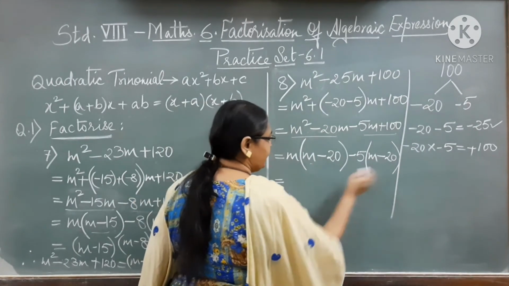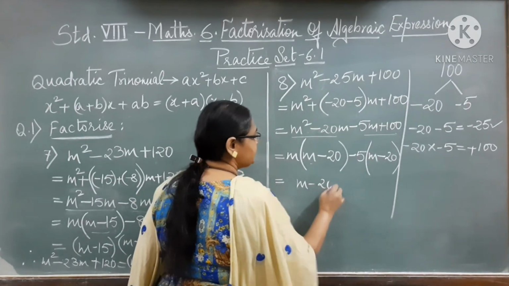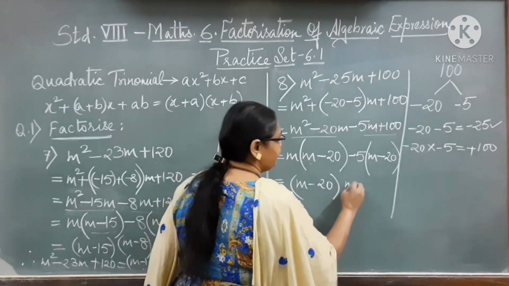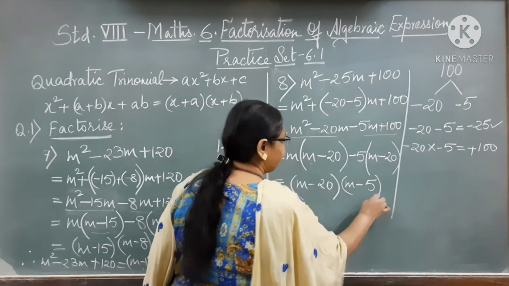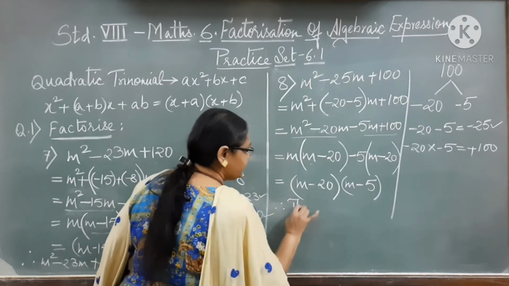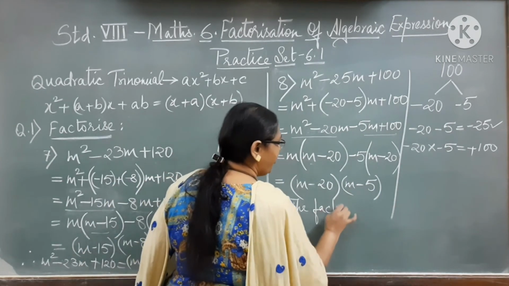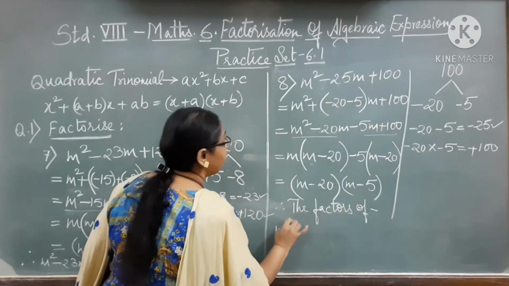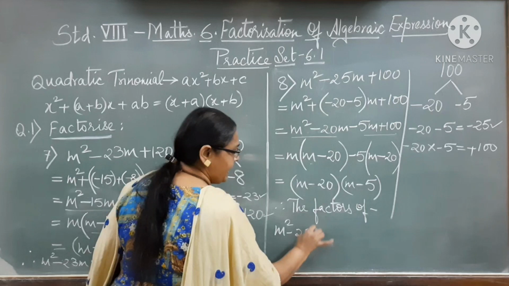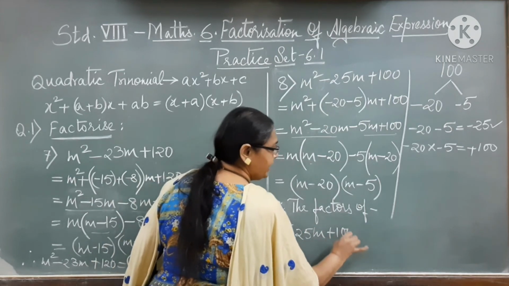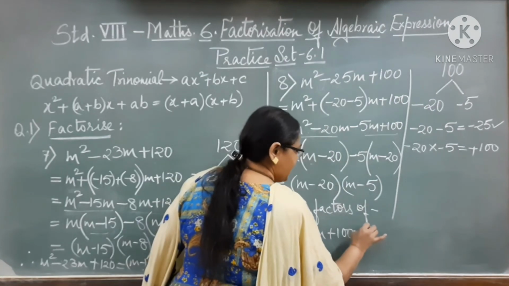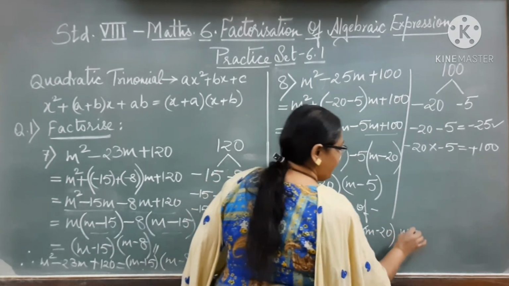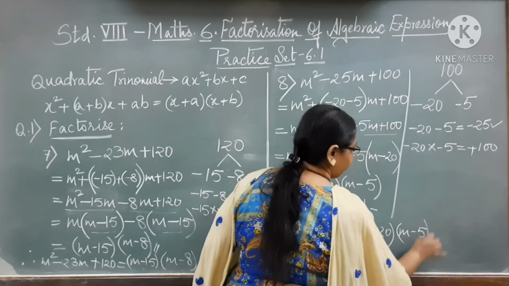One is m minus 20, and the rest is m minus 5, which is the second factor. So therefore, the factors of m square minus 25m plus 100 are m minus 20 and m minus 5.